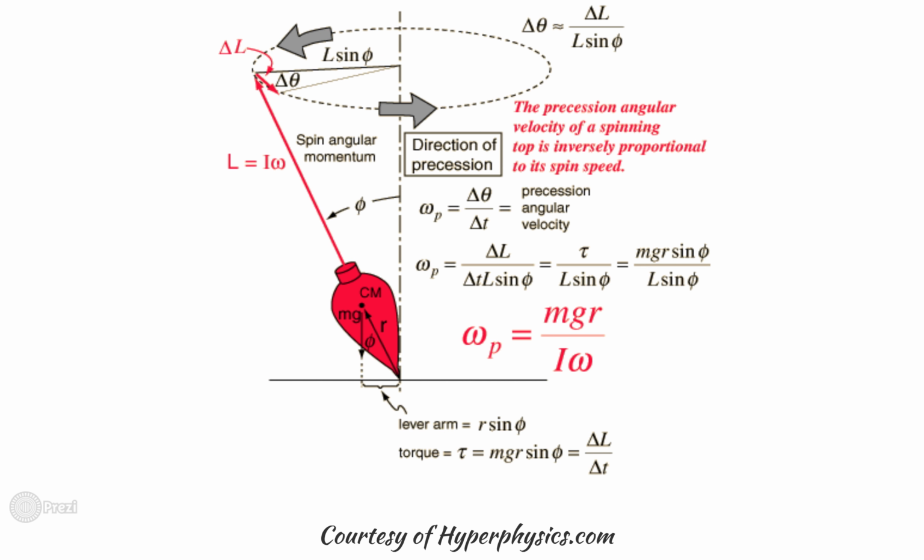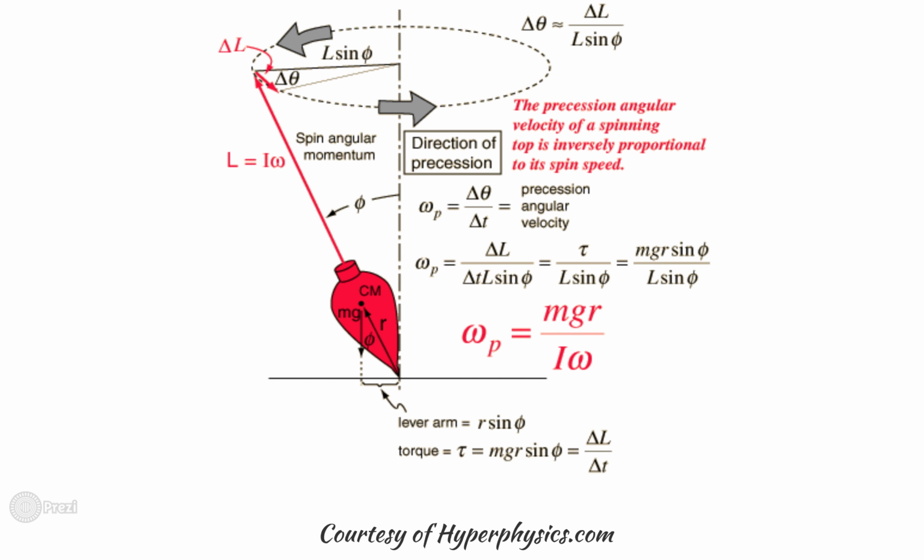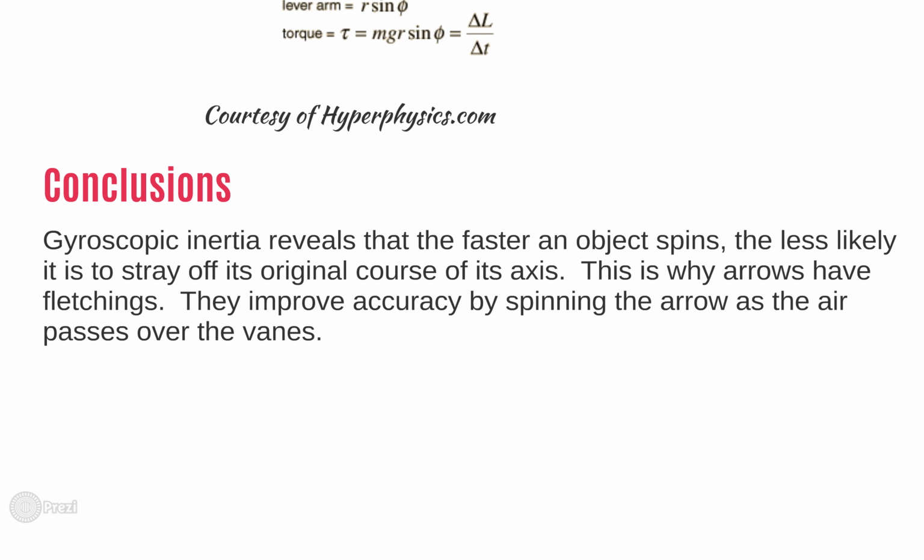One major concept called gyroscopic inertia explains why spinning an arrow increases accuracy, which is ultimately the goal of all archery. Gyroscopic inertia, as illustrated in the figure, shows that the faster an object spins, the less likely it is to stray from the path that its axis is traveling on. Therefore, a general rule of thumb is, the faster an object spins, the straighter its trajectory will be. Hence, arrows have fletchings to improve accuracy.